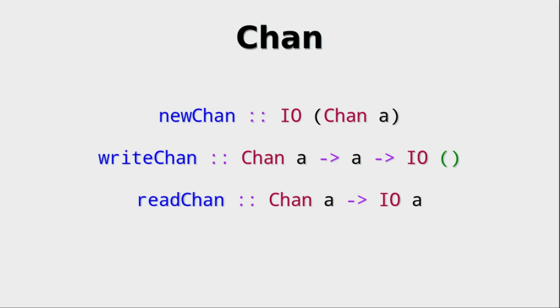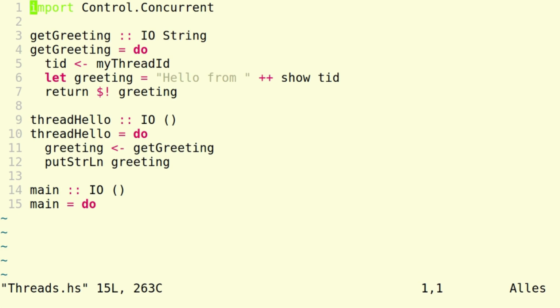Now we will look at an example. We want to look at an example where we have some file called threads.hs, which does the following. We have some main IO action that wants to spawn some threads, which we will do in a second. And what we want to spawn is this thread hello. Thread hello computes a greeting and then prints it to the screen.